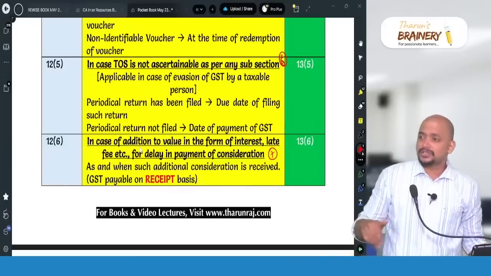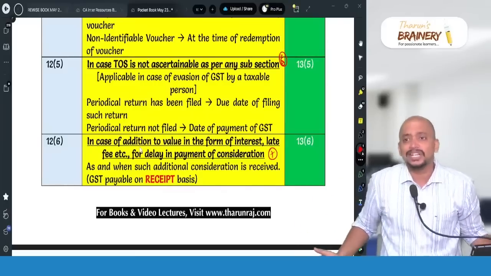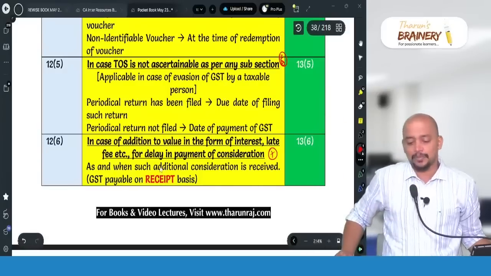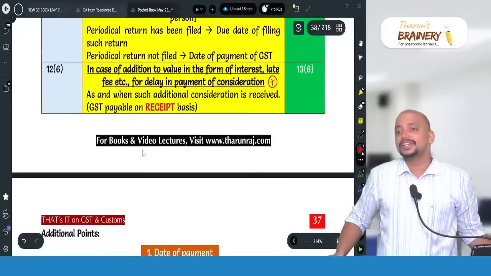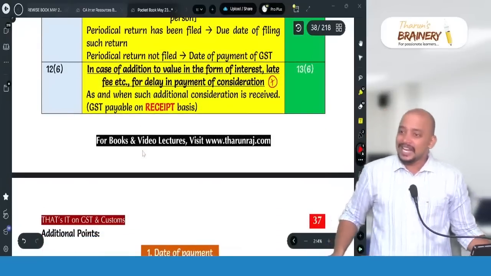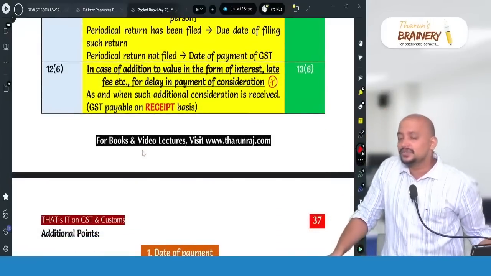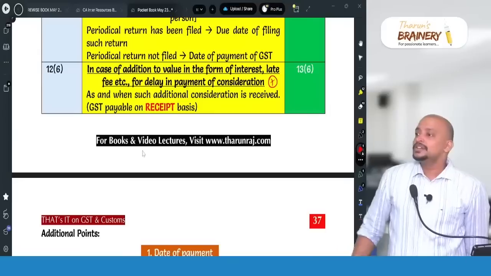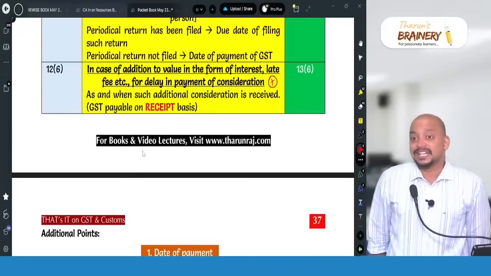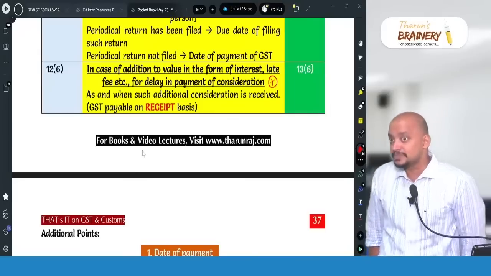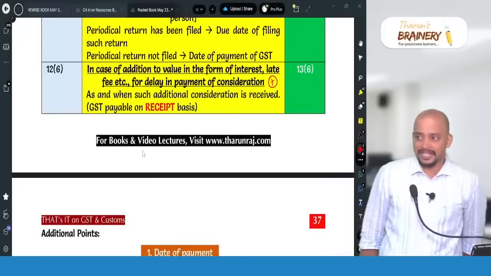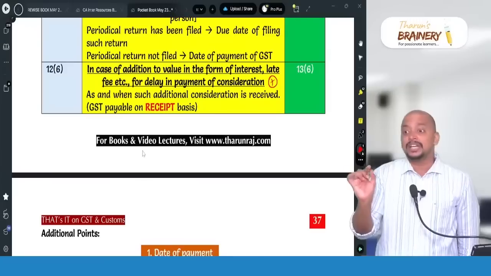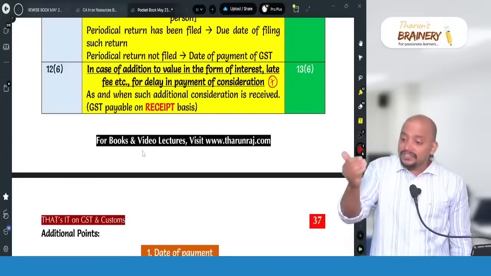Suppose that person is not required to file any returns, meaning he is an unregistered person, then whenever he pays tax, that date will be taken as the time of supply. Then in case of addition to value, such as interest, late fee, penalty, interest will always be taxable on receipt basis. Interest is taxable if it is other than on loans, advances, deposits, that is, on account of delay in receipt of consideration. Wherever it is taxable, it will be taxable on receipt basis, meaning only when it is actually received.